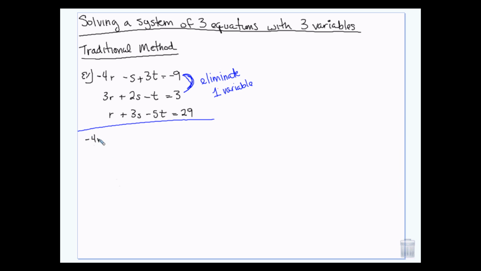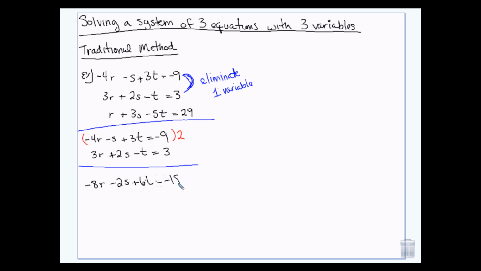So I'm going to take negative 4r minus s plus 3t equals negative 9, and 3r plus 2s minus t equals 3. Those are the first two equations. I'm going to multiply the first equation by 2 so that my s's will cancel. So when I rewrite that, I'm going to get negative 8r minus 2s plus 6t equals negative 18. And then the bottom equation will, of course, stay the same because I didn't do anything to it.